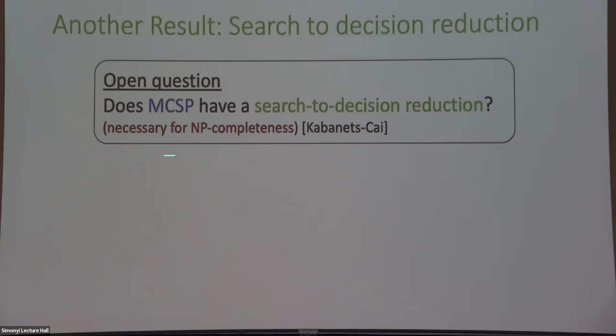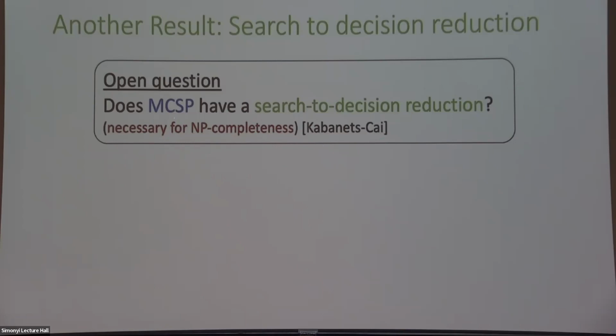Because SAT is NP complete, it actually means that any NP complete problem needs to have a search decision reduction. So you could ask, MCSP is a problem, we don't know whether it's NP complete. Maybe you think it's not NP complete. Then you might ask, does this even have the properties we expect of NP complete problems? An NP complete problem needs to have a search decision reduction. So does it have one? You can ask that question.